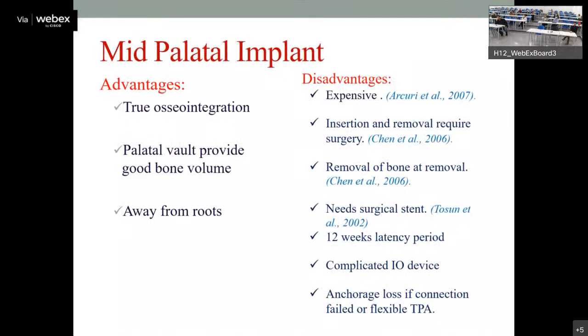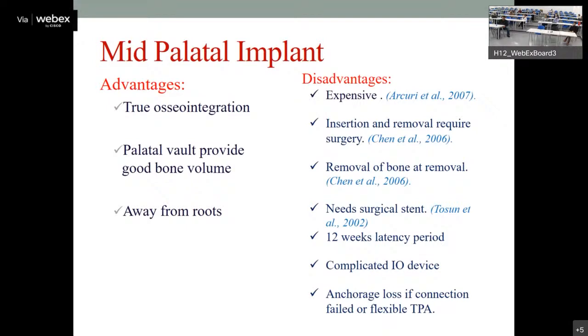Why the midpalatal implant? Again, because it provides true osseointegration, similar to the conventional implant. The palatal vault, as I said before, provides good bone volume and it's away from the roots. However, they are expensive, and for the insertion and removal, they require surgery. You need to do surgery. During removal, sometimes you need also to take some bone with it. And of course, because it is a surgical procedure, you need a surgical guide, a surgical stent. This was explained nicely in a paper by Tosun et al. in 2002. And for the osseointegration, you need a latency period of around 12 weeks or so.